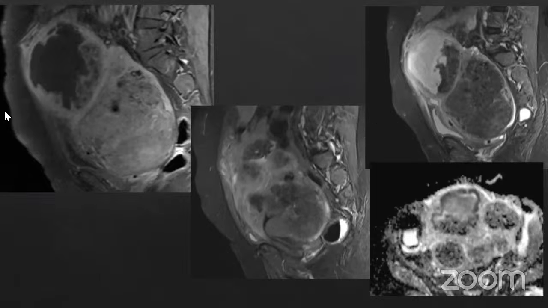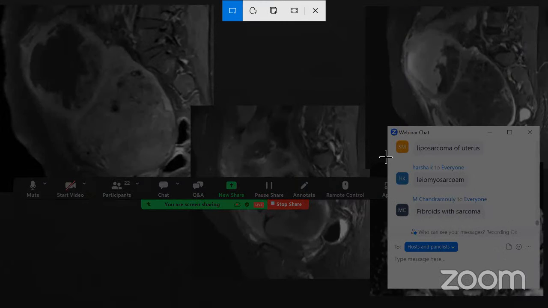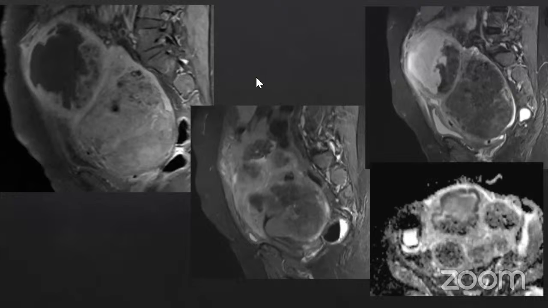And this is uterus, which is bulky and has multiple fibroids, but one of them is showing sarcomatous features in the form of large area of necrosis and restricted diffusion. So multiple fibroids and with one leiomyosarcoma. Dr. Harsha, I would request if you could please share your email ID in the chat box.